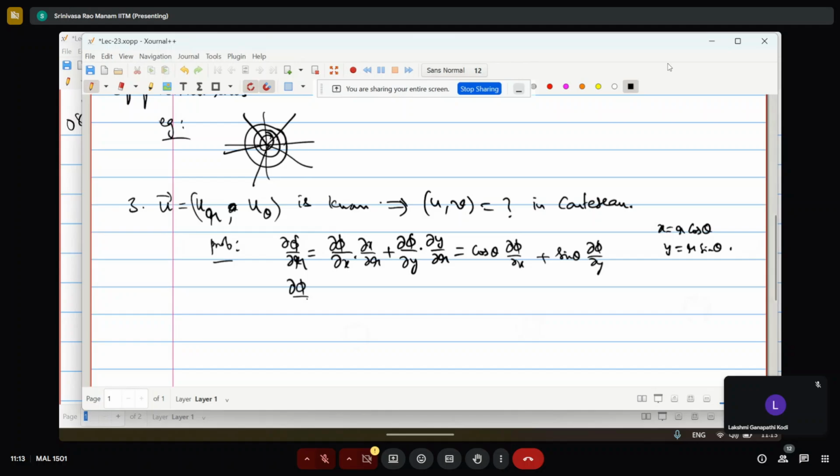So what happens to this one? Dou phi by dou theta equal to, do the same way. I want dou phi by dou x into dou x by dou theta. So what is dou x by dou theta? Minus r sin theta.